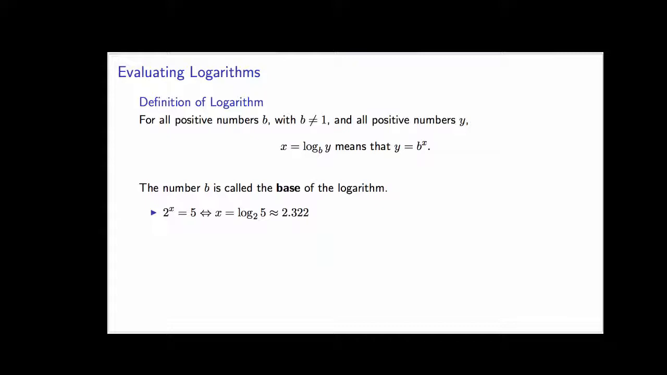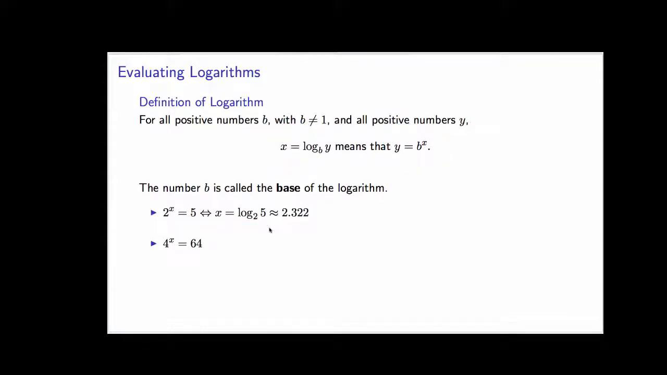So the key to focus on now, again, is converting between this exponential form of the equation y equals b to the x and the logarithmic form x equals log base b of y. So here we had the exponential equation 2 to the x equals 5, and we write that in logarithmic form as x is equal to log base 2 of 5.